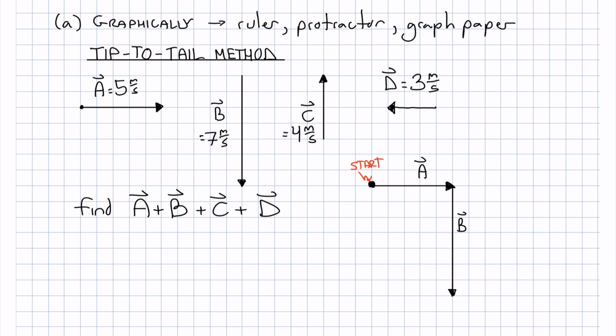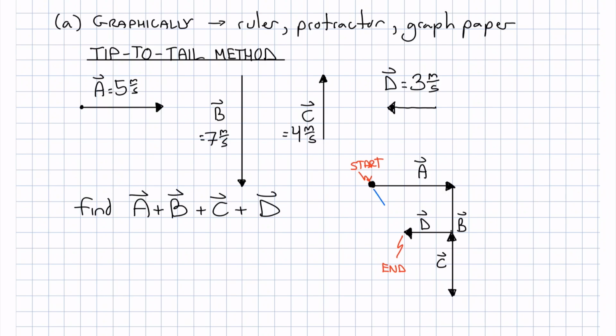It's going to be 4 squares, 4 meters per second, pointing upwards. So we have to draw it right on top, and I'll try to indicate that as best I can with the arrow here. And finally, we can add vector D to the tip of C. So we've added all these vectors together by using tip to tail, and now we've ended up with our endpoint.